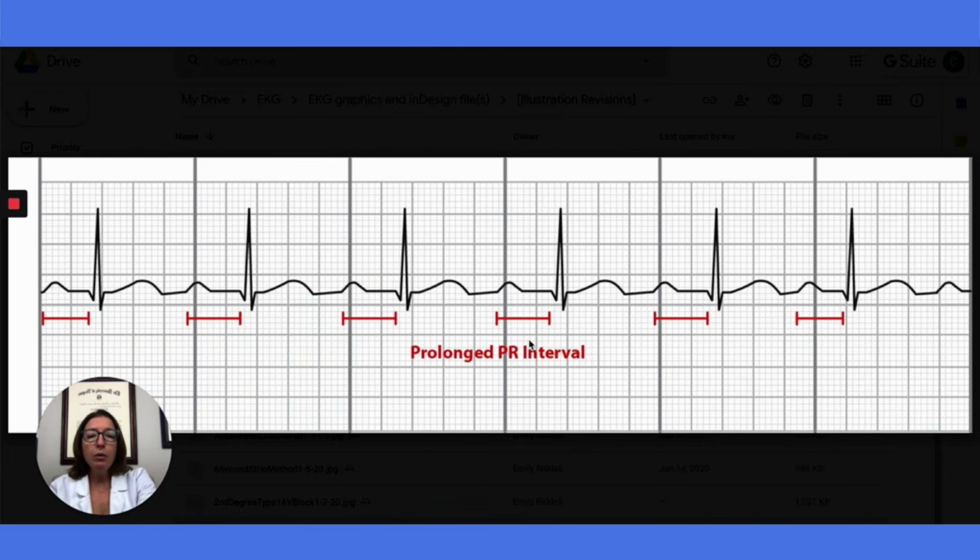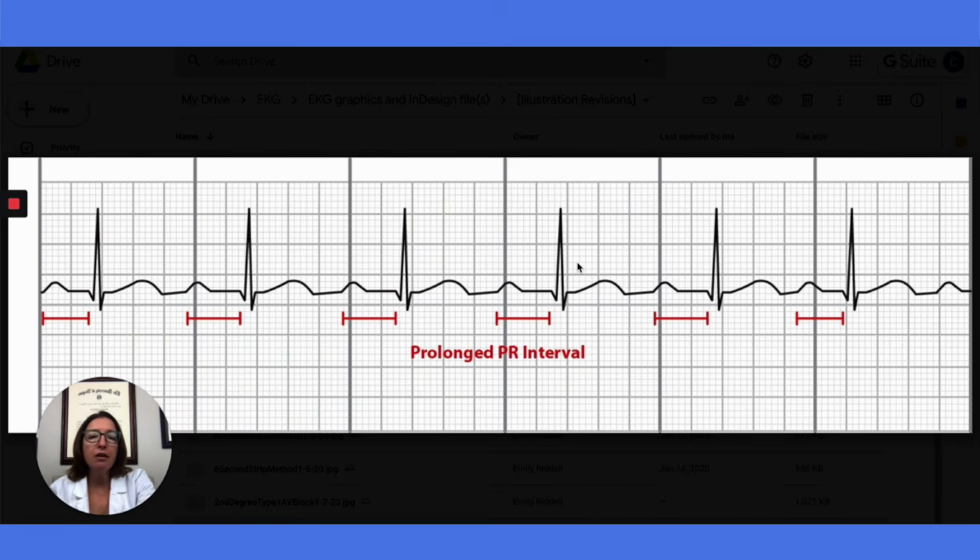So when we analyze this strip, we can see that it is regular. We have the same distance between our R waves. We have the same distance between our P waves. So both the atrial and ventricular heart rhythms are regular. Our heart rate is approximately 60 beats per minute because there are 25 small boxes between these R waves. So if we take 1500 divided by 25, that equals about 60.